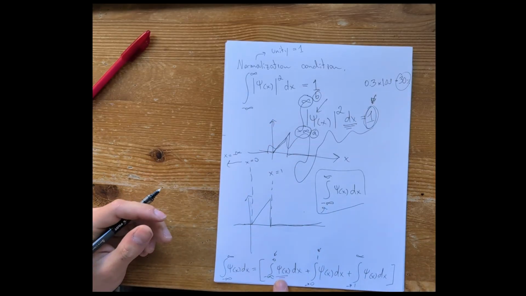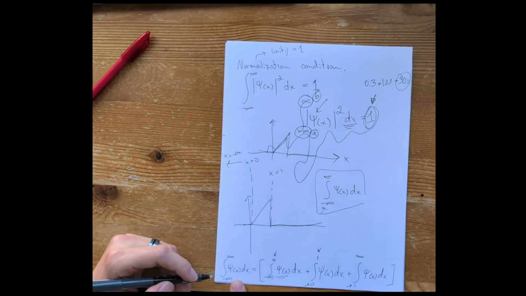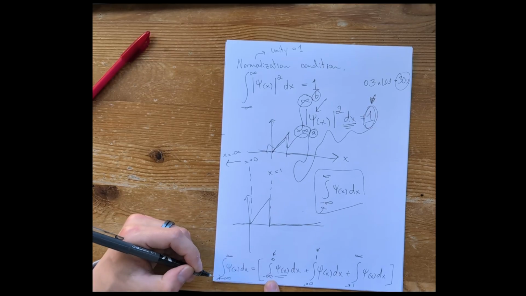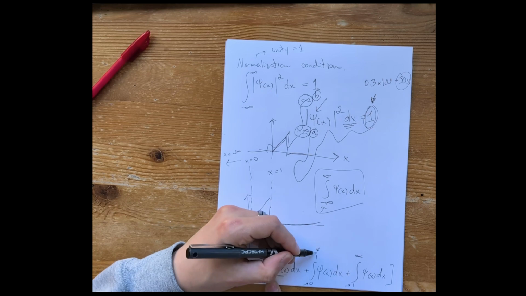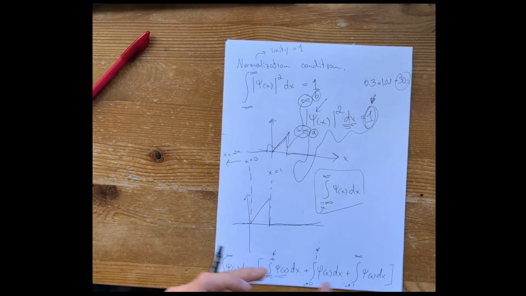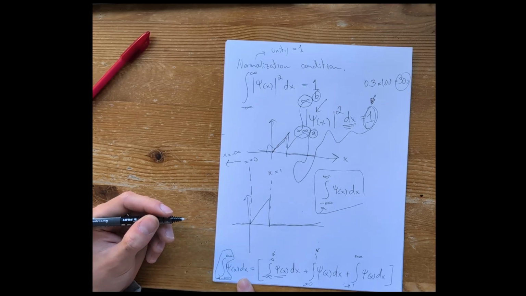So you can see this integral plus this integral plus this integral gives us this one. You start from negative infinity here. I'm just breaking it up. I'm saying integrate from negative infinity to 0, integrate from 0 to 1, integrate from 1 to infinity. Add all of those up. It's the same as integrating from negative infinity to positive infinity.